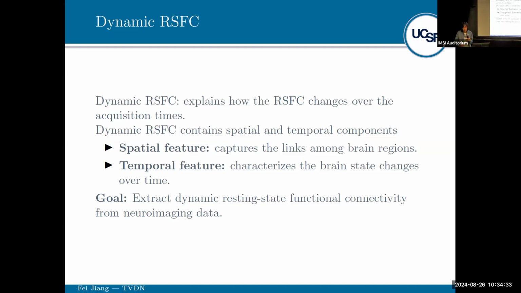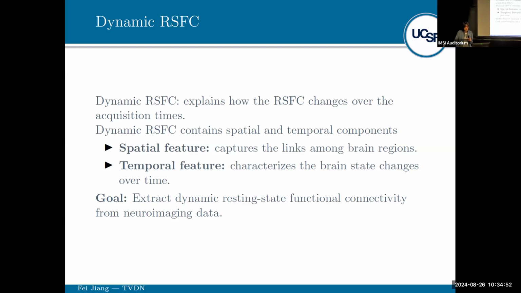Usually people believe that dynamic RSFCs contain two components. One is a spatial component, which captures the links among the regions. The second is the temporal features, which characterize the brain state switches over time. The goal for the current project is to try to extract the dynamic resting state functional connectivities from neuroimaging data.